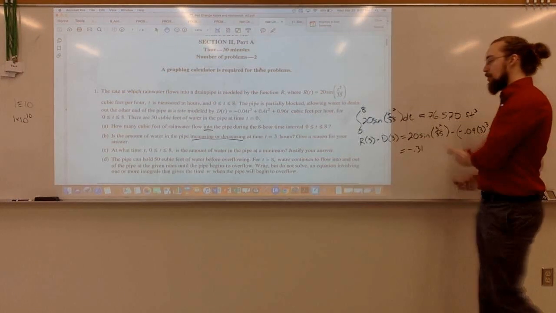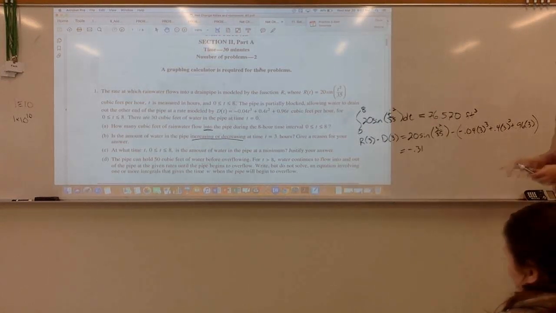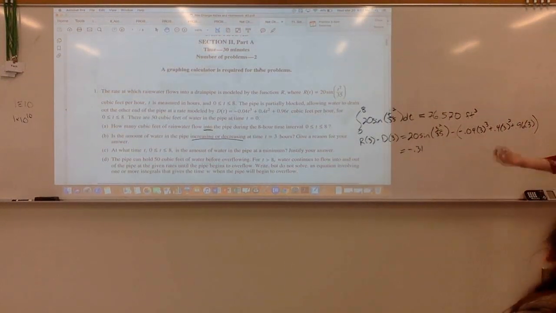And we would need to write that out. Okay, I'm not going to write that out here on the board. I'd say it's decreasing because R of 3 minus D of 3, which is the rate at which water is flowing in minus the rate at which water is flowing out, is negative.